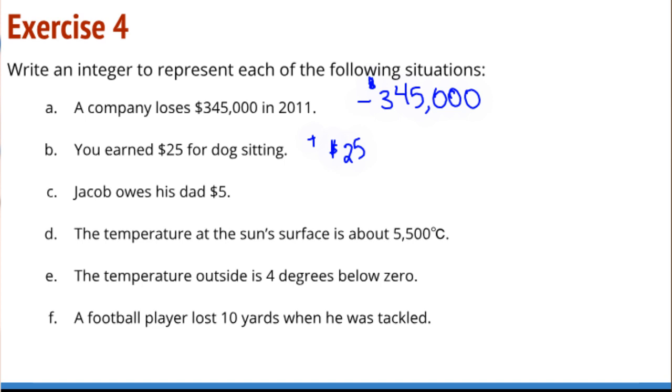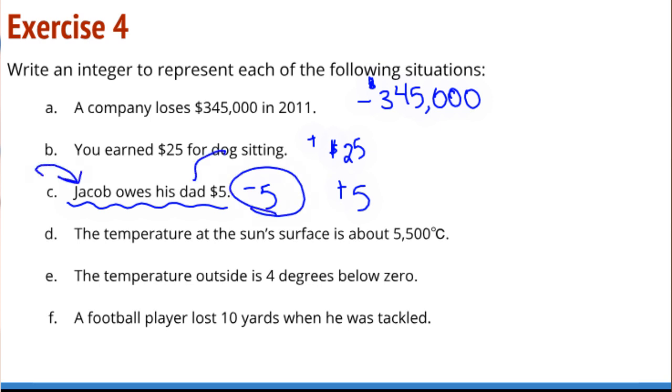Jacob owes his dad $5. Well, for Jacob, that's a negative 5. For the dad, that's a positive 5. So once again, depending upon the perspective, if you're seeing this from Jacob's point of view, this is a negative number. If you're seeing it from his dad's point of view, this is a positive number. The temperature at the sun's surface is about 5,500 degrees Celsius. That's a positive number.